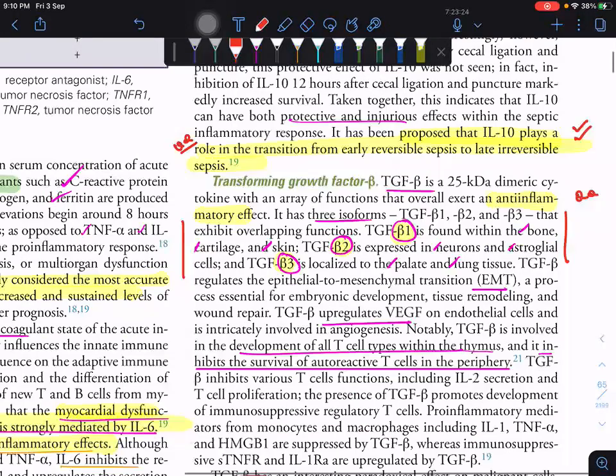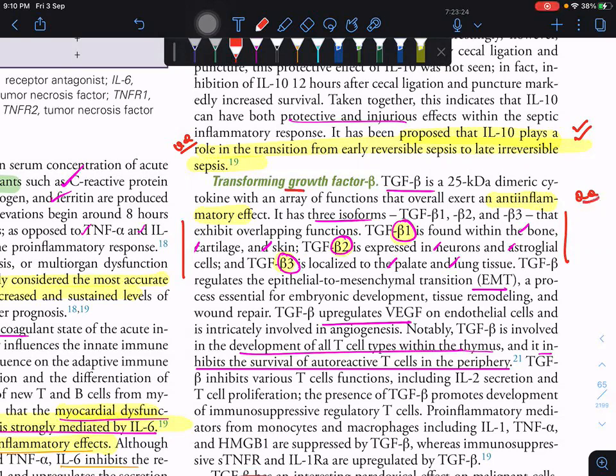Now we go to TGF beta. TGF beta has an overall anti-inflammatory effect. It is a very anti-inflammatory effect, and three isoforms are present: beta 1, beta 2, and beta 3.